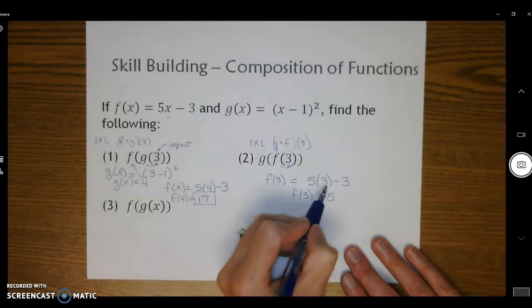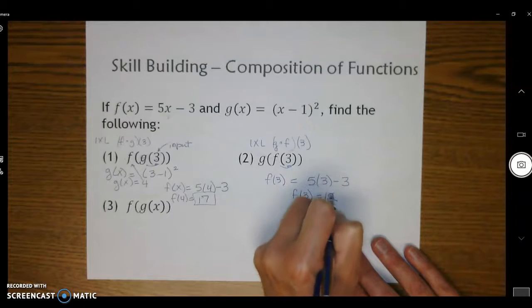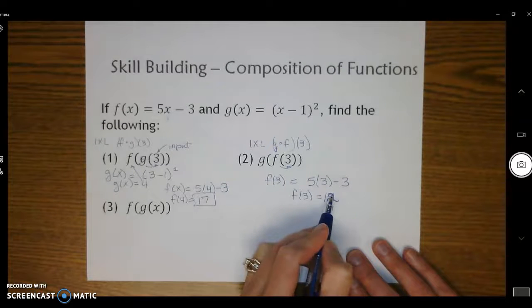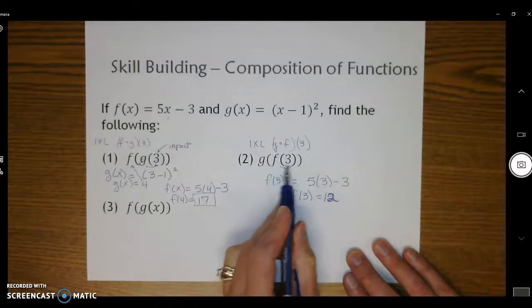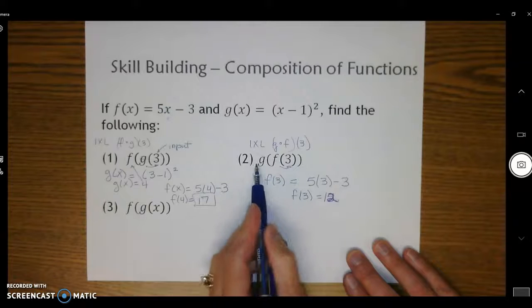Back that up here. 5 times 3 is 15. 15 minus 3 is 12. This is a 12. There we go. Now I'm going to take the 12 and put it in g stuff. So you just start on the inside and keep working your way out, kind of like peeling off inner layers. So here's my 3. I go to f first, get my answer, take that answer, put it in g.